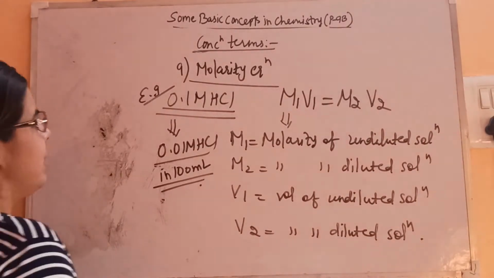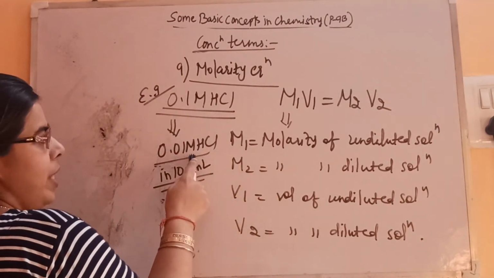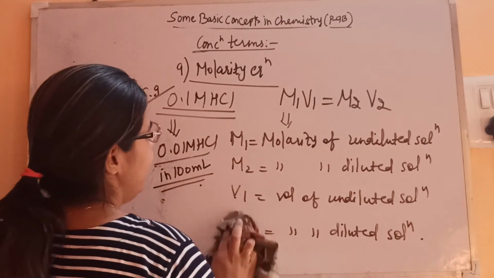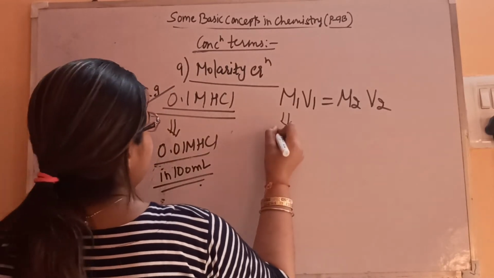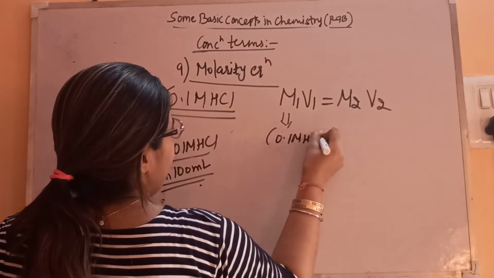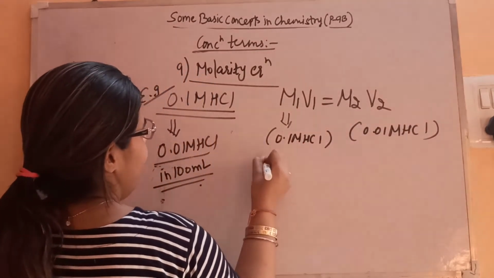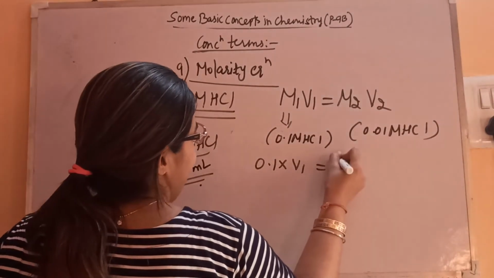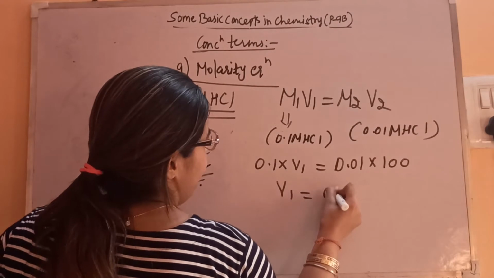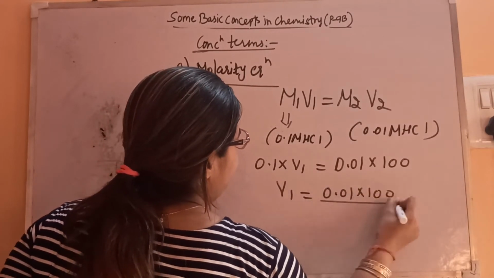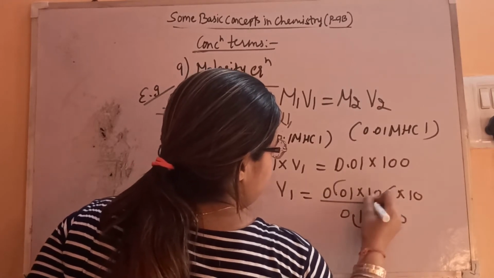Okay. So where M1 refers to the undiluted form, and we are diluting this by adding water. Let's consider this is for 0.1 molar HCl and this is for 0.01 molar HCl. So M1 we know, but V1 we don't know. M2 we know, 0.01, V2 we know, 100. So V1 is equal to what? 0.01 into 100 divided by 0.1. So simplify it. This will cancel out.